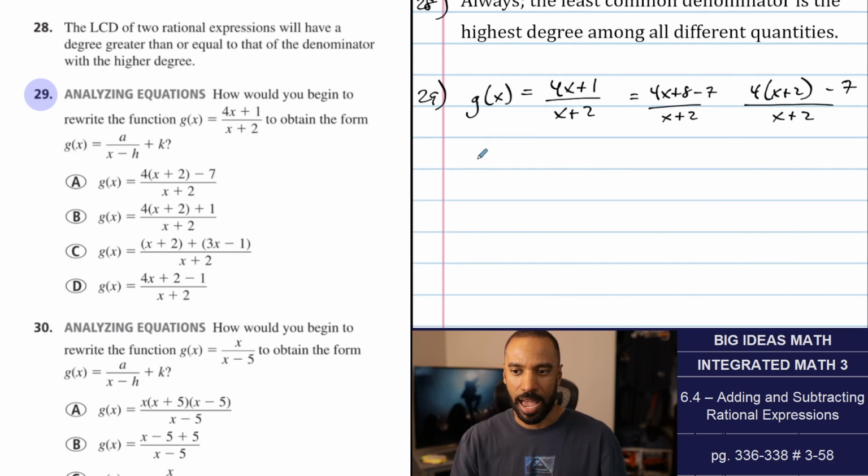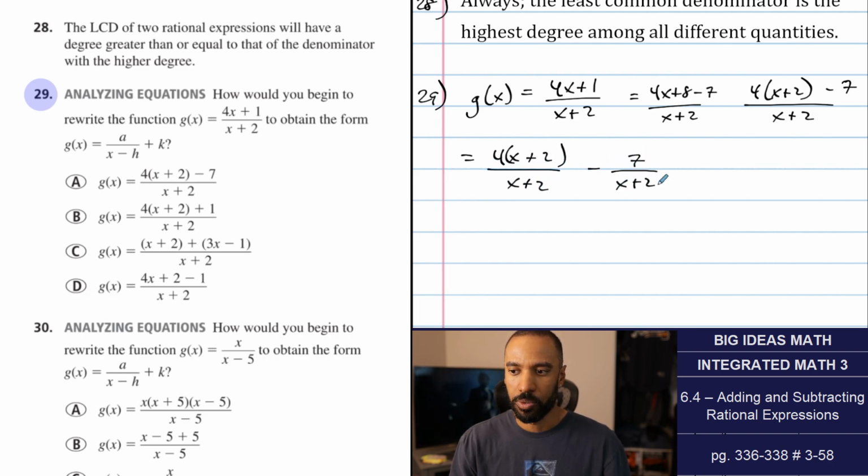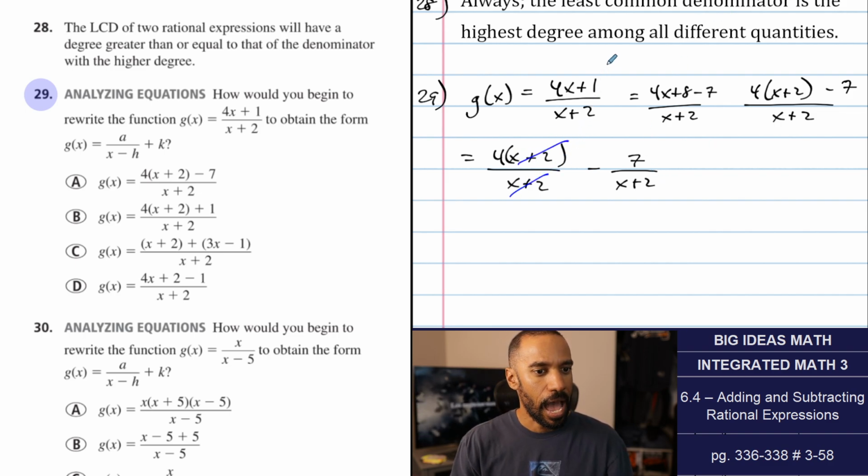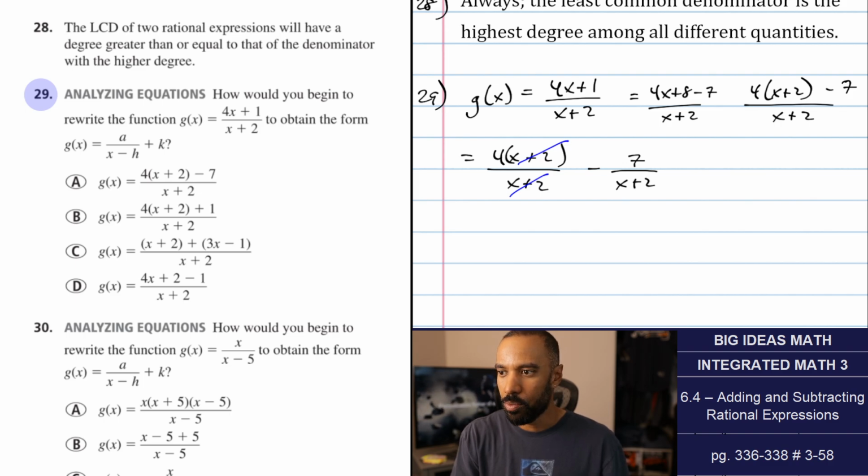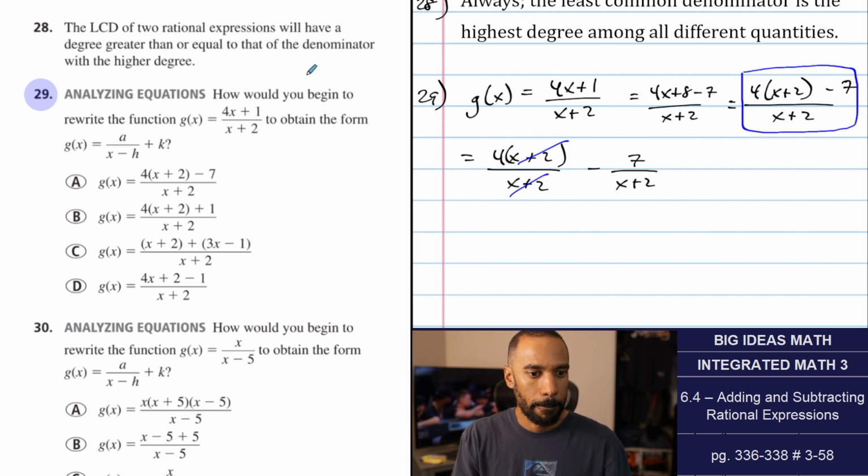The goal of factoring that out is to then split this into the x plus 2. It is a common denominator. Split it, treat it as such, so you can then cancel this like that. So what did they say? How would you begin to rewrite it? I would rewrite it here. Here's their first, I think this is what they're talking about. That looks like option A.